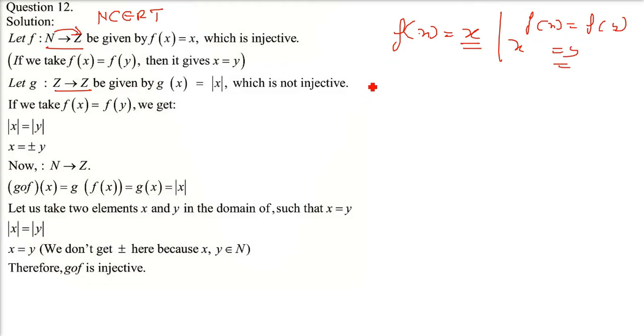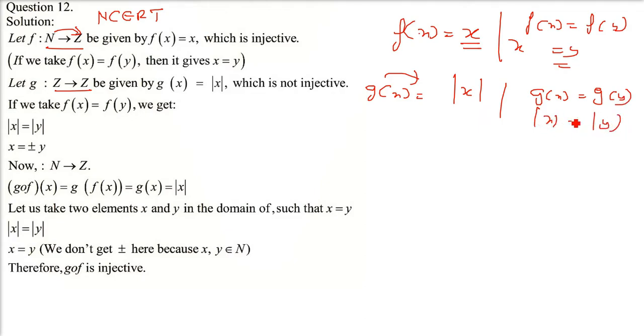Now we are coming to gx, and gx is equal to mod x. We are taking another function gx, which is mod x. So gx and gy, let us see whether it is injective or not. So mod x equals mod y. So x equals plus minus y, because mod x equals mod y means x is equal to plus minus y. We have already seen in the previous exercise question that mod x is not injective. So it is not one-to-one.